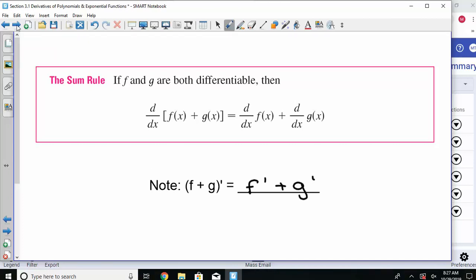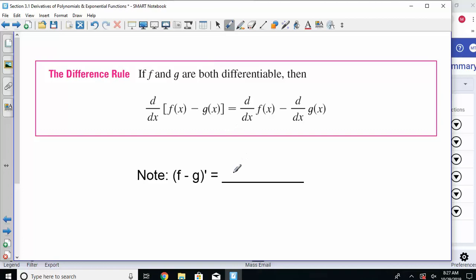Do you guys want to see the proof of that? Okay. I'm going to skip that. The same is true when you are subtracting. It's just the derivative of f minus the derivative of g.